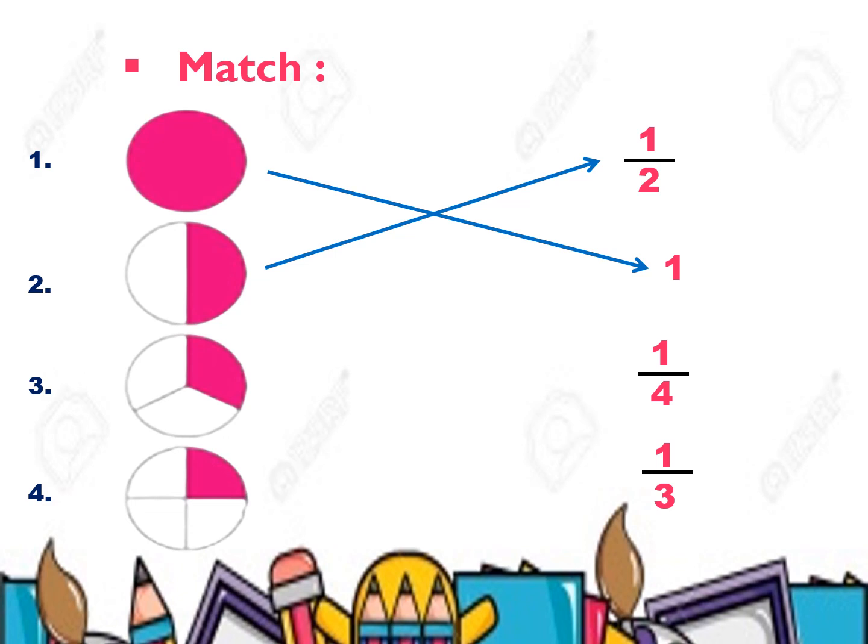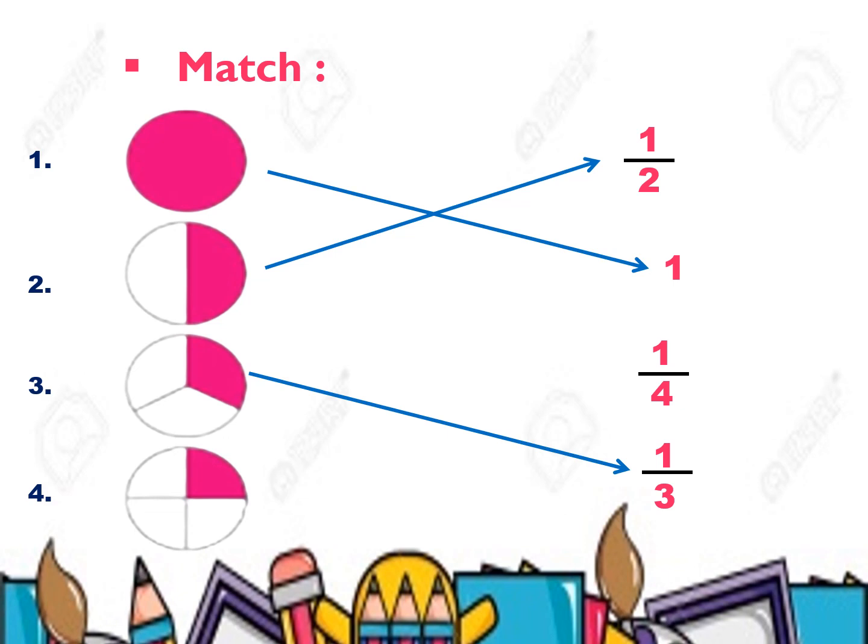The third one I have 3 parts. So the total parts 3. And I colored one part. So how can I write it in the fraction? 1 over 3.